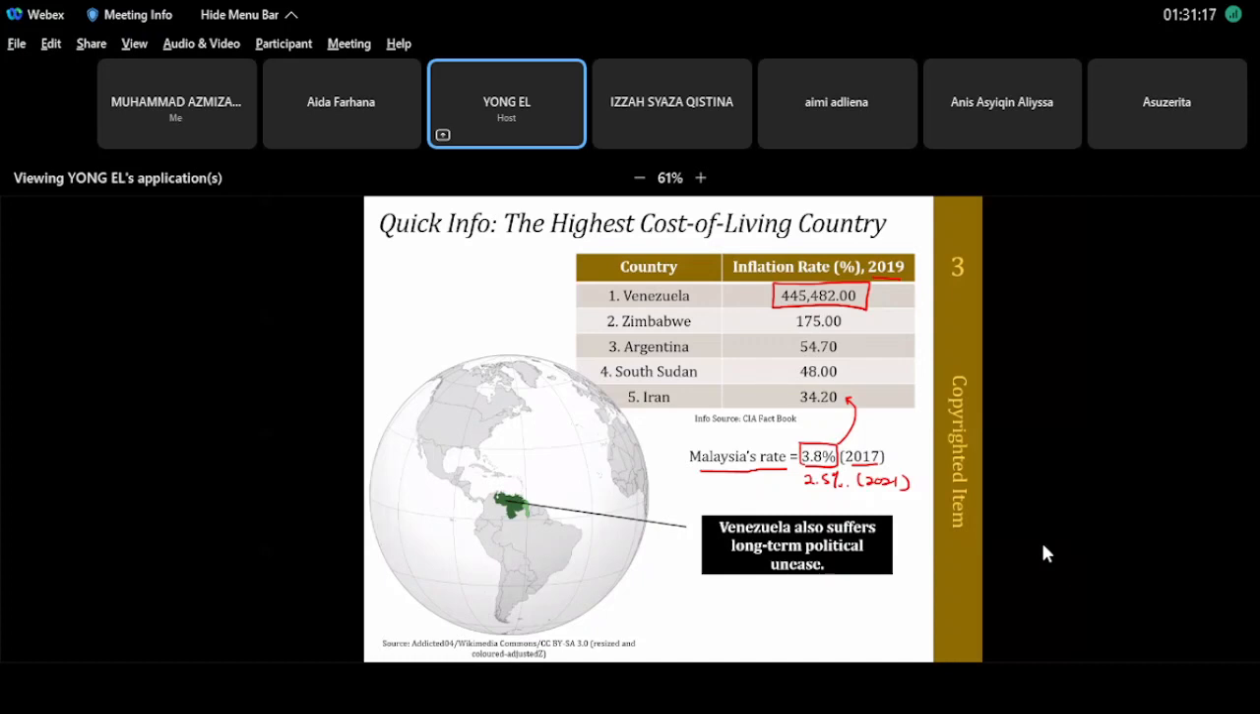Other than that, we can also look at events such as political unease. Political unease is a situation when investors feel not confident in their investment. Foreign investors will avoid investing in that country because there is political unease. Who wants to invest in a country with political instability, right? Local investors will think about leaving the country for other countries because local investors also aim for profit.